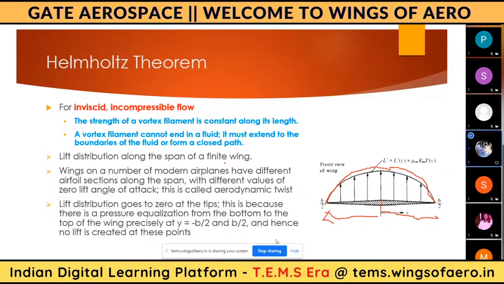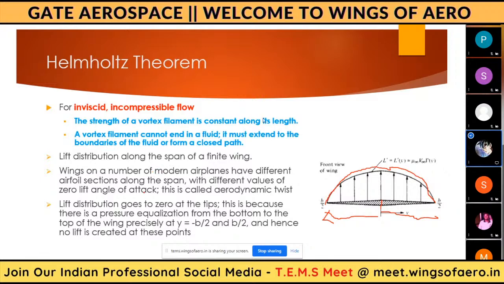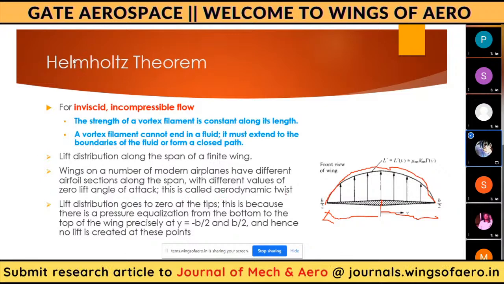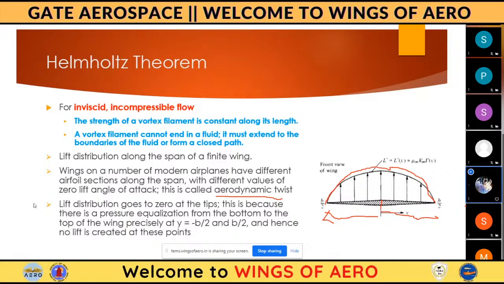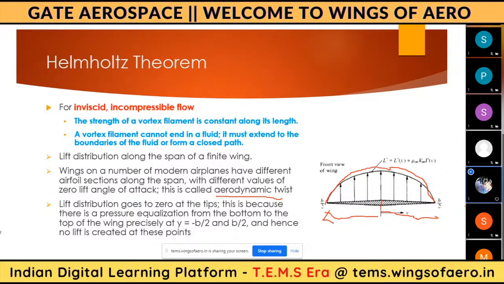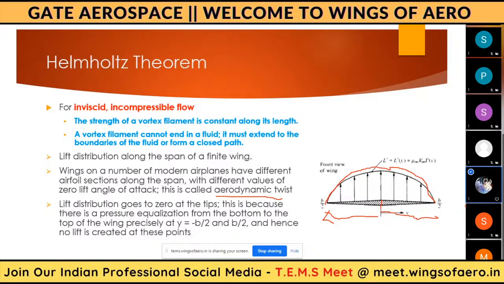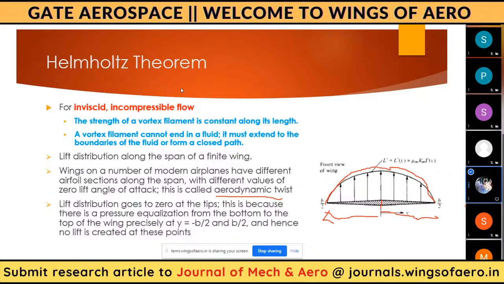Here they are saying that wings on a number of modern planes have different aerofoil sections all along the span, with different values of zero lift angle of attack. This is called aerodynamic twist. So aerodynamic twist means that throughout the aerofoil sections from root to tip, the zero lift angle of attack varies, because we will have different aerofoil sections at different sections of the wing.